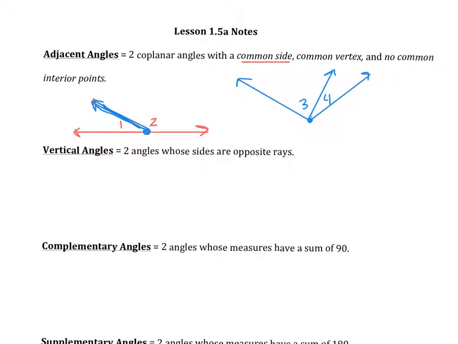Okay, second one then. Vertical angles. And this is not like vertical lines. Vertical angles are different. There are two angles whose sides are opposite rays. Do you remember what opposite rays are? You have a ray going this way. Where's the opposite ray going? The opposite direction, right? So two sets of opposite rays are going to form what are called vertical angles.